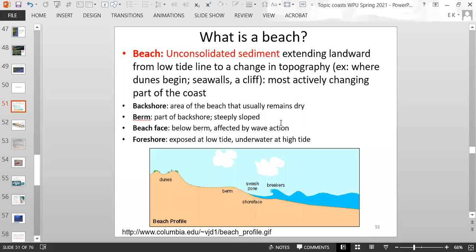The beach is the most actively changing part of the coast. And then we have other terms. The back shore is the area of the beach that's usually dry. The berm is the part of the back shore that's steeply sloped. So it's a little bit steep going down into the water. The beach face is below the berm. It's affected by wave action. And then foreshore is the term for the area that's exposed at low tide, and then during high tide, it's underwater.